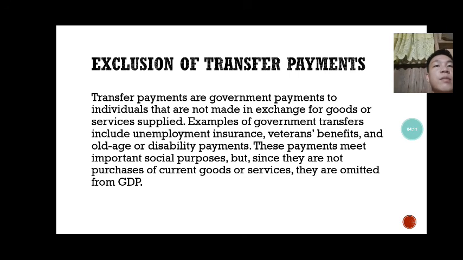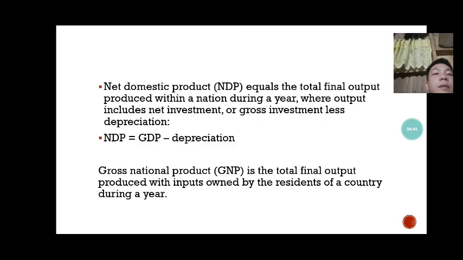Exclusion of transfer payments. Transfer payments are government payments to individuals that are not made in exchange for goods or services supplied. Examples of government transfers include unemployment insurance, veterans benefits, and old age or disability payments. These payments serve important social purposes, but since they are not purchases of current goods or services, they are omitted from GDP.